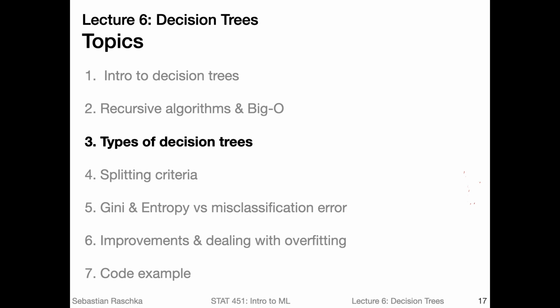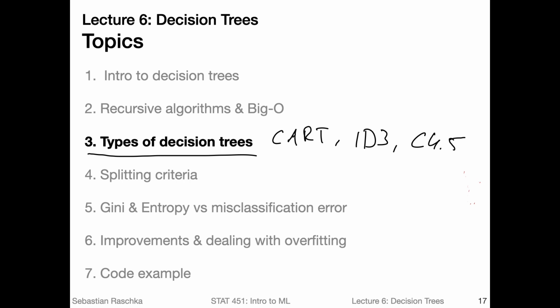It was again a very long video, I have the feeling. So in the next video we are going to talk about the different types of decision tree algorithms, such as CART, ID3 and C4.5. We will cover that in the next video.